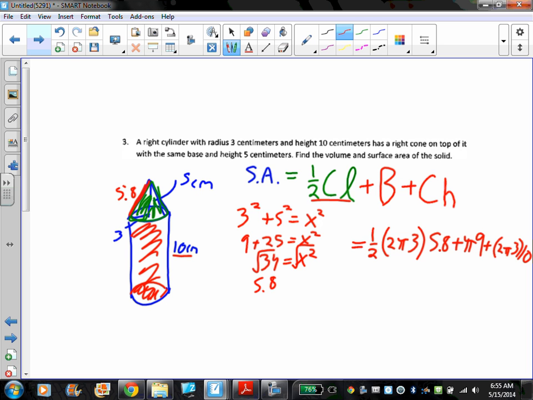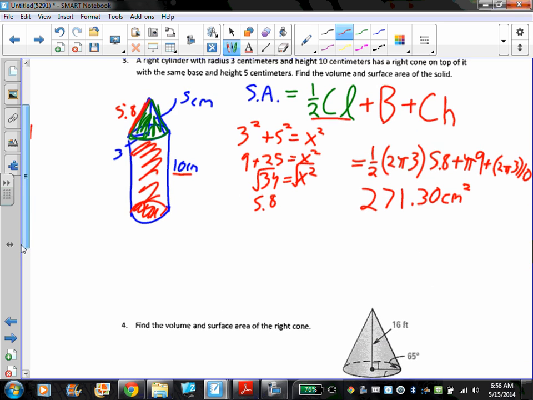So we have to enter all of this into the calculator then. 0.5 times 2 times 3.14 times 3 times 5.8 plus 3.14 times 9 plus 2 times 3.14 times 3 times 10. Lots of stuff to enter in, but in the end you should have 271.30 centimeters squared. Volume is going to be a little easier, because with volume there's nothing hidden. Everything that's there should be included.